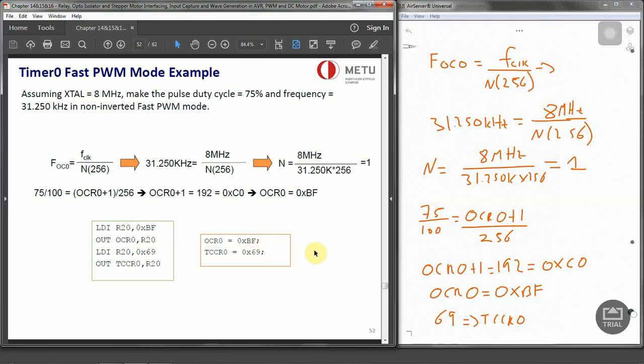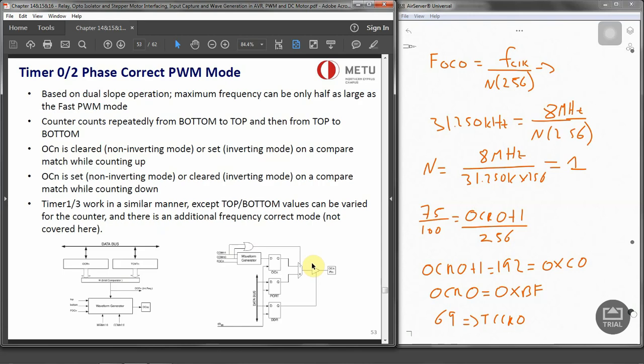Now, alternative to fast PWM, we also have phase correct PWM mode in the timers. In the phase correct PWM, this TCNT0 goes up and down like a yo-yo. So first it counts up until it reaches the top value, FF. Then it counts down until it reaches 0. And the timer overflow flag is set when it reaches 0.